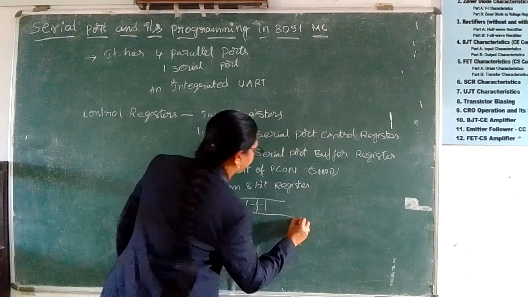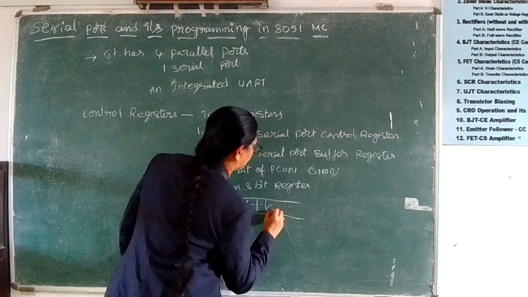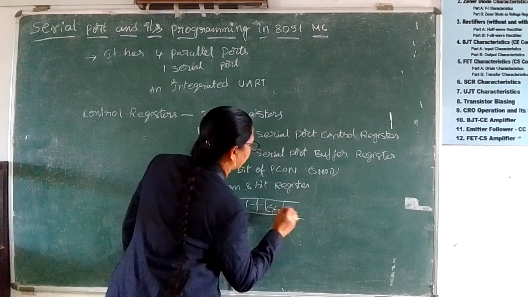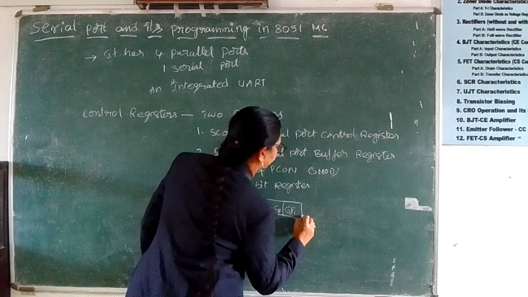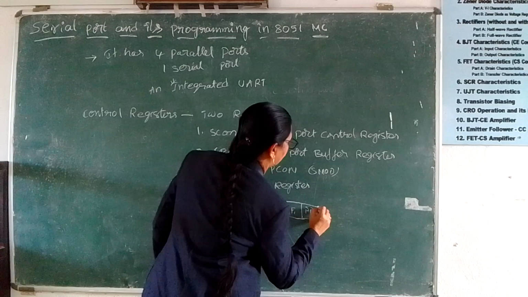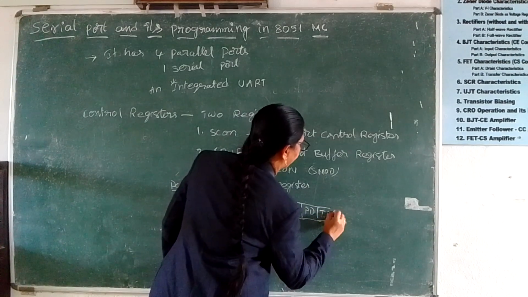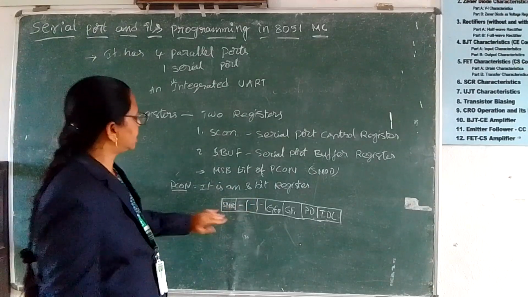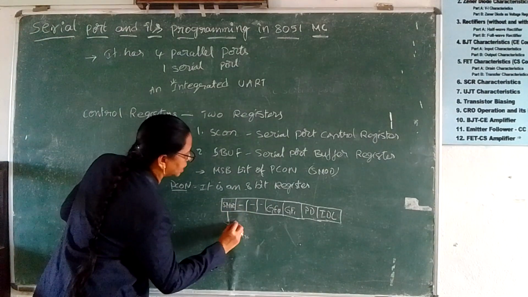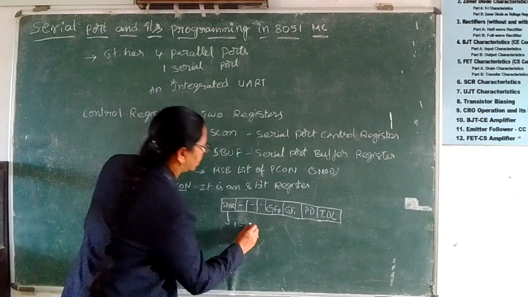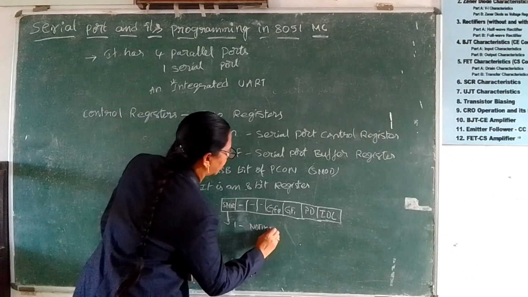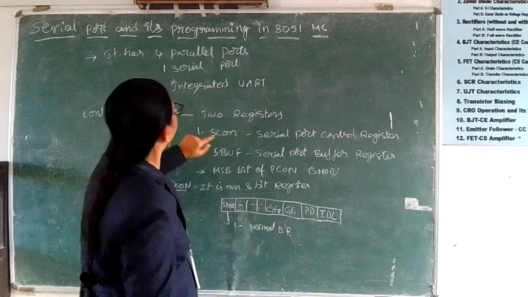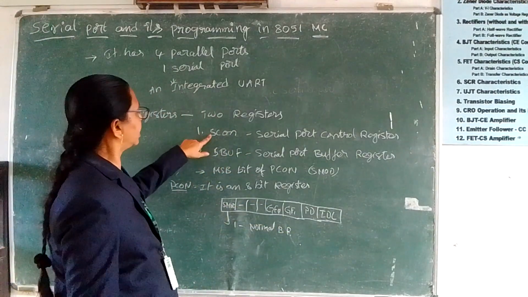2 bits are not used. Then GF1, GF0, power down, and idle. This is the format of the PCON register. In this register, if SMOD is equal to 0, that is the normal baud rate set by the SCON.